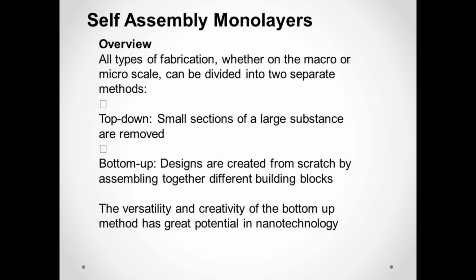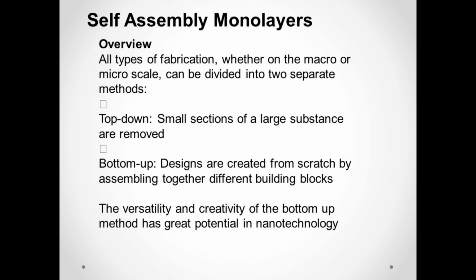Which are top-down, where small sections of a large substance are removed. If you still remember the first chapter about surface micromachining, what we do there is that we remove a small section of the bulk substance.